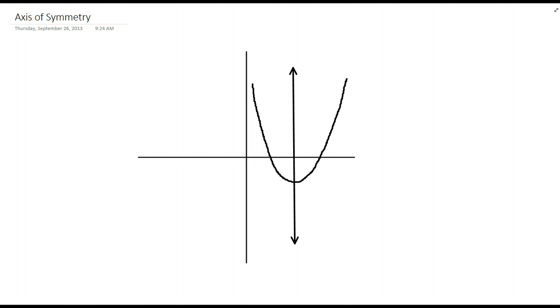So now let's talk about the vertex. The vertex is the point where the axis of symmetry touches the parabola. So this is right where the axis of symmetry touches the parabola. In an upward opening parabola, it is the lowest point. And in a downward opening parabola, it is the top of the parabola where it continues its journey back down. So that is the vertex.